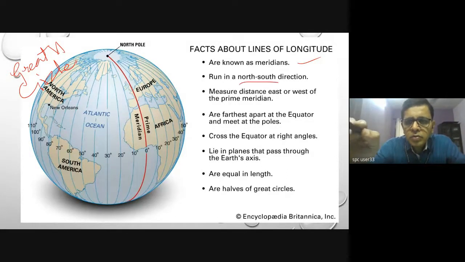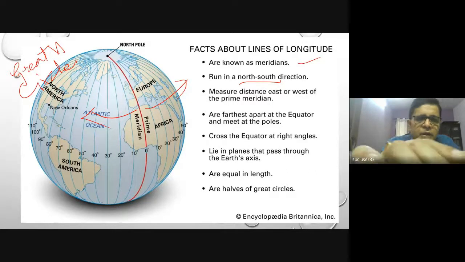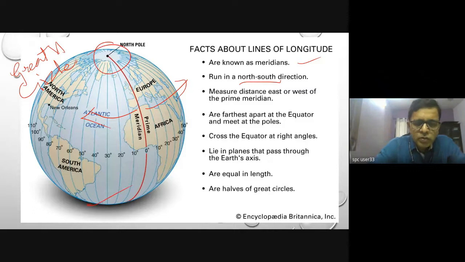Longitudes run north-south. They measure distance east or west of the prime meridian. They are farthest apart at the equator, and they meet at the poles, here and down below as well. They cross the equator at right angles. If this is the equator, it's going to make a right angle.